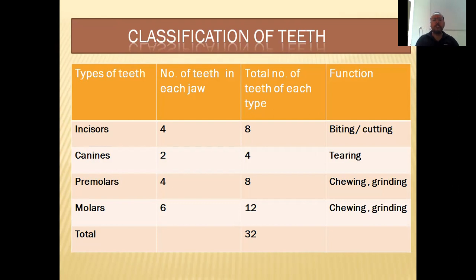Then next are the molars. They are 6 in number in each jaw: 3 on this side, 3 on this side, at the corner, at the end point of our jaw, and 6 at the bottom. Their function is chewing and grinding. So dear children, you have to keep in mind the number of teeth, the different types of teeth, their location and their function, that is, where they are present and what their function is.